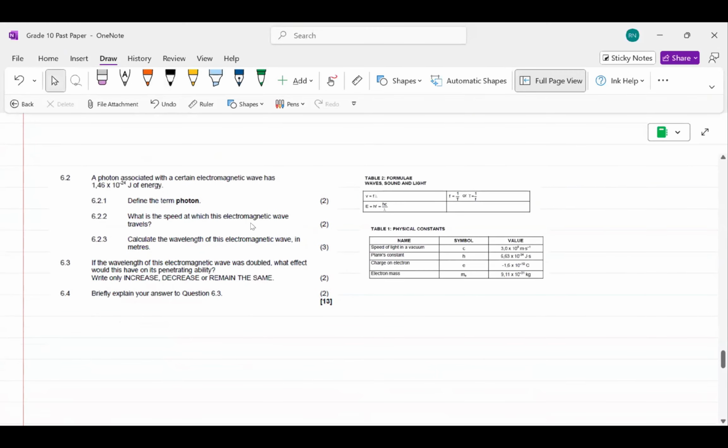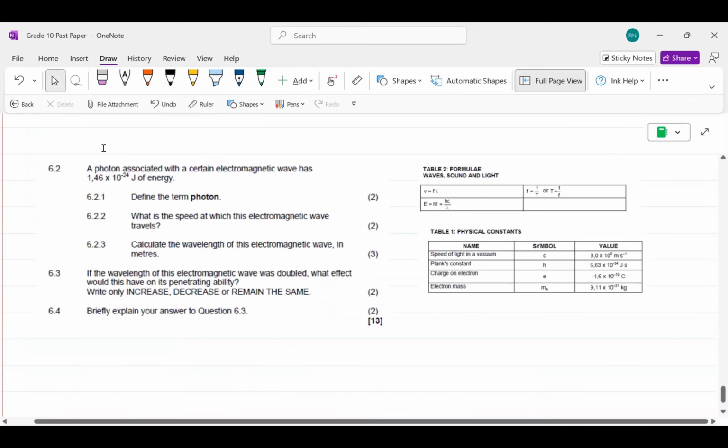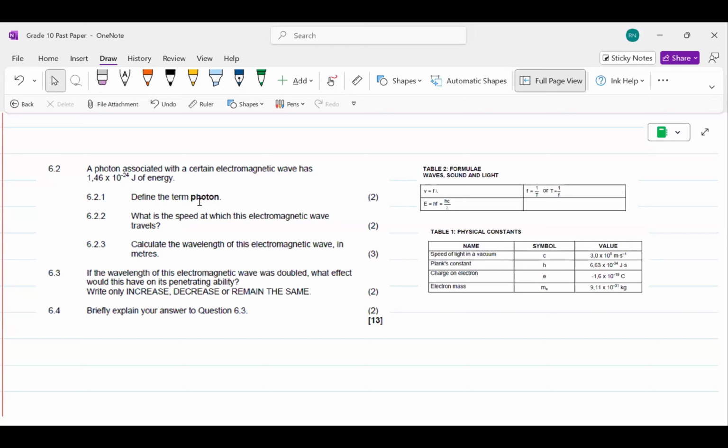Okay. Then the last question for waves is, I have a photon. Remember, photons are little packets of light, and they are associated with a certain electromagnetic wave that has 1.46 times 10 to the minus 24 joules of energy. Then they say, define the term photon. Now we said a photon is a particle of light energy. So that's as basic as you need to make it, or you can give a longer explanation.